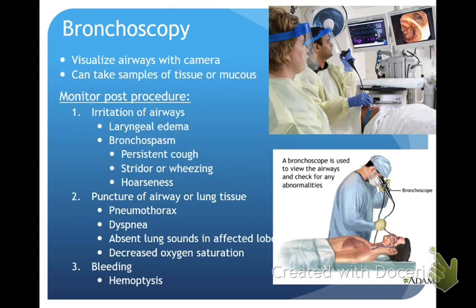What time did class start? 9 o'clock, Tori. Bronchoscopy, but it is recording.